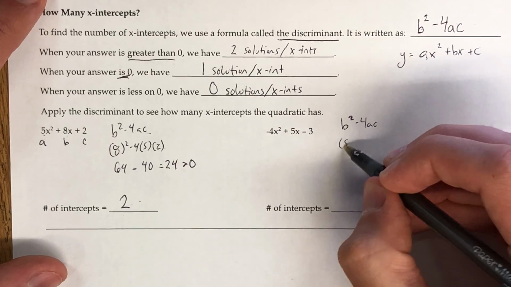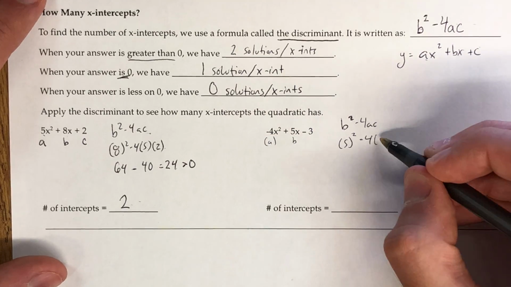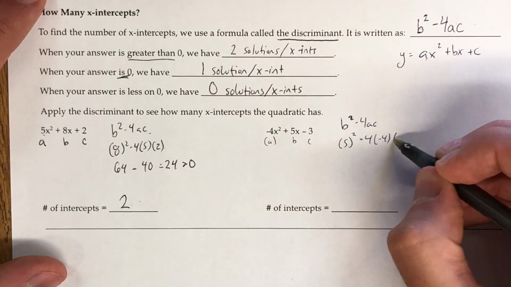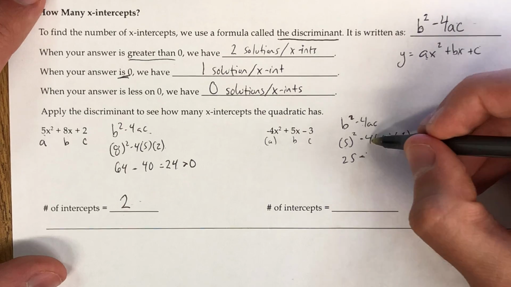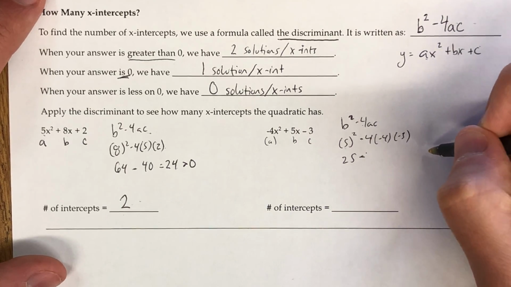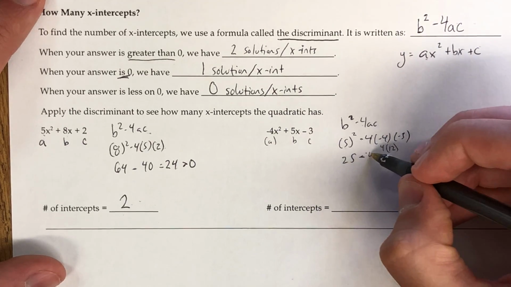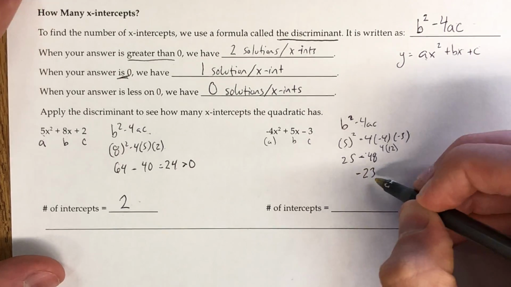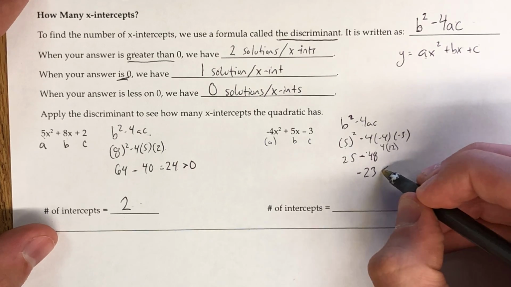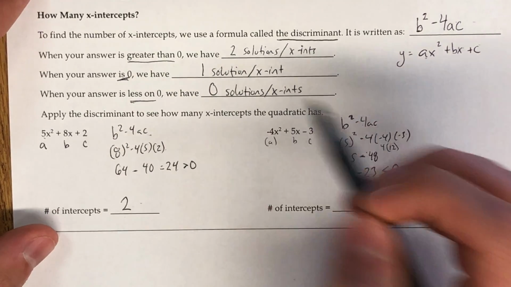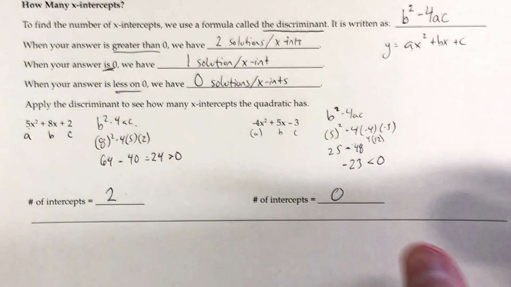Let's plug in our b value, which is 5 here, because that's what's with x. Our a value here is -4, so let's plug in -4, and our c value is -3. So 5 squared is 25. We have minus 4 times -4 times -3. Well, -4 times -3, that's 12. 12 times 4 is 48, so we have 25 minus 48, which is -23. -23, how does that relate to 0? That is less than 0. When your answer is less than 0, you have 0 solutions, 0 x-intercepts. And that's about all there is with the discriminant formula.